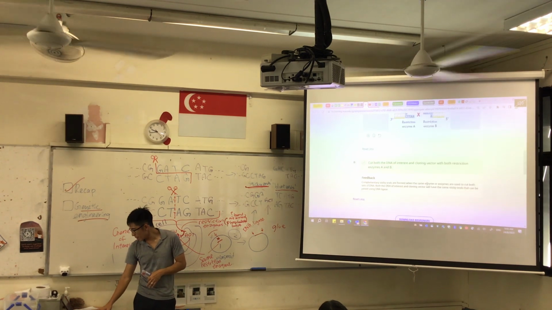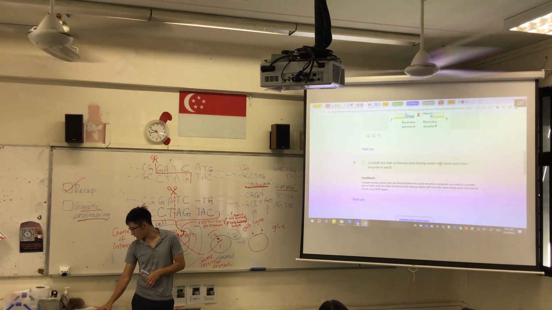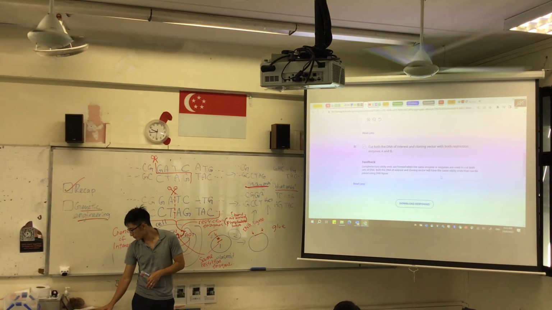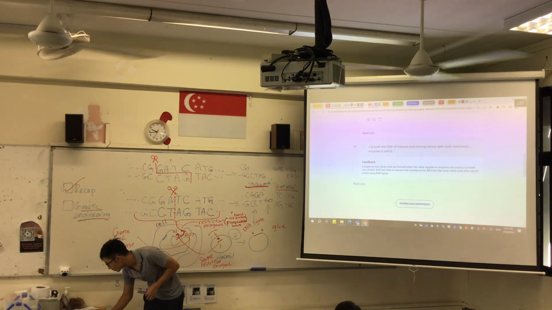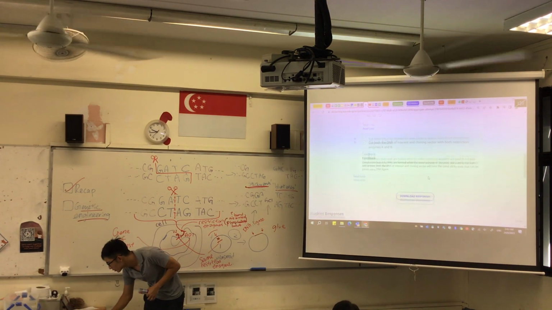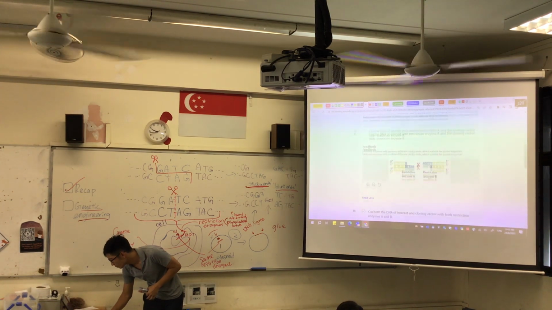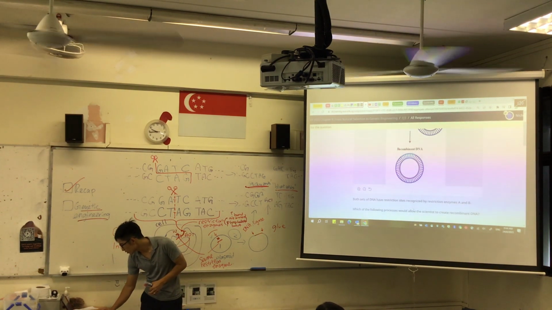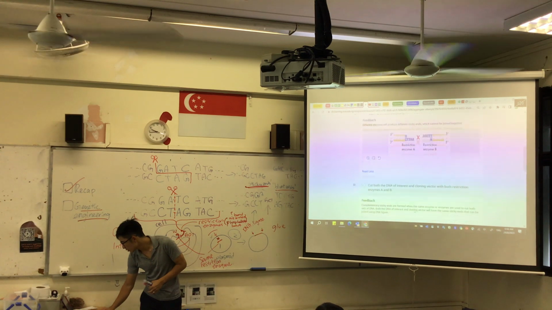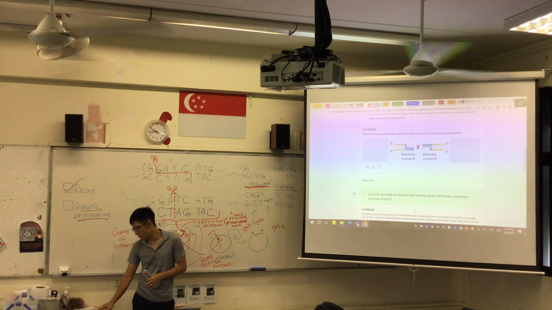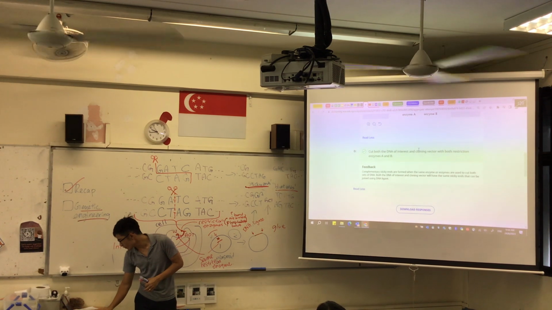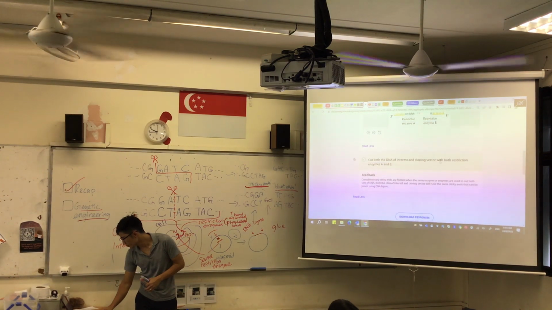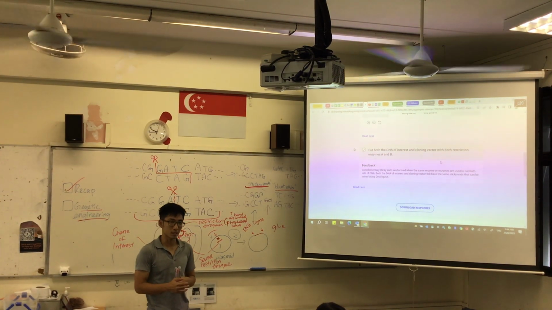D, cut both the DNA of interest and cloning vector with both enzymes A and B. What is it saying? Is this possible? Okay, wait, I feel like this answer is wrong. How can you cut the DNA of interest and cloning vector with both restriction enzymes? This is only possible if you do it separately.